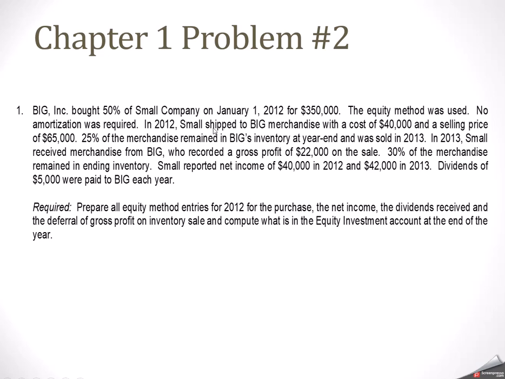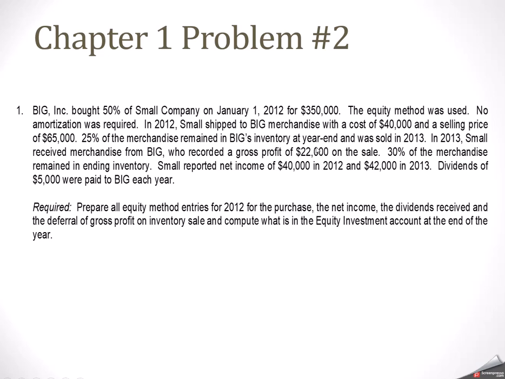Then during 2012, the small company, the subsidiary, sent to the parent merchandise that cost them $40,000, but it had a selling price of $65,000. So they marked it up $25,000, and that's fine that they do that because that's what they do. The big is a customer to small, so they can mark it up.